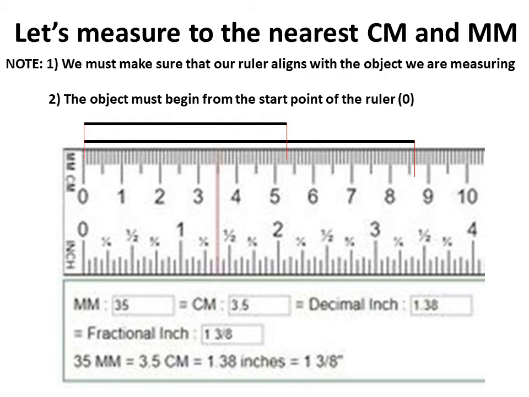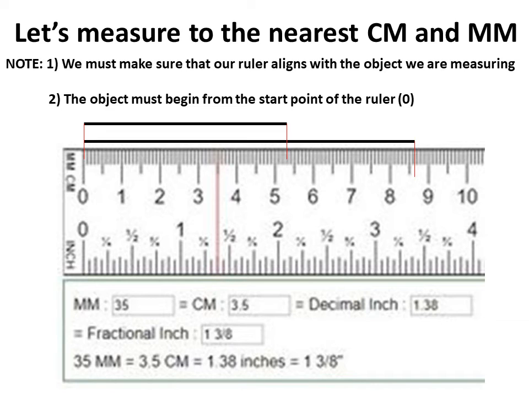So let's just quickly look at the two lines. The first line we have at the top here. Okay, the second thing, before we do that, the object must begin from the start point. That means you don't place the objects from the middle and start measuring. It must start from 0. So you need to place the objects at the beginning of the ruler. Look at my lines. They are both at the beginning, right? Okay, great. Now let's measure.